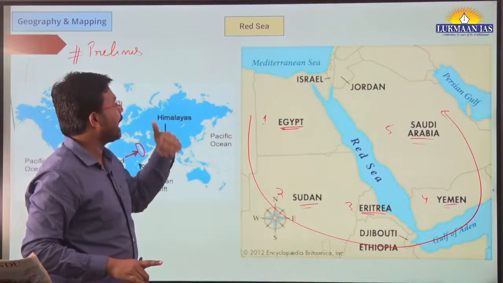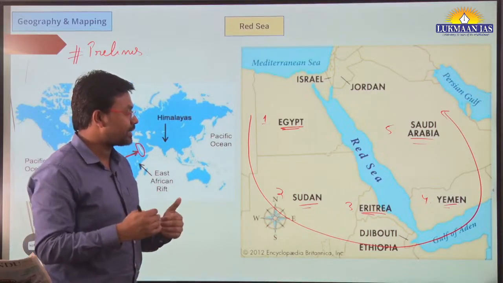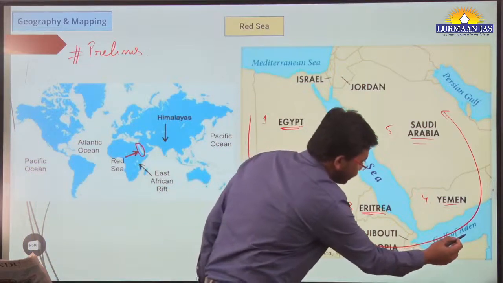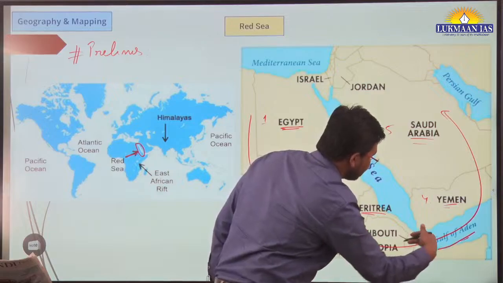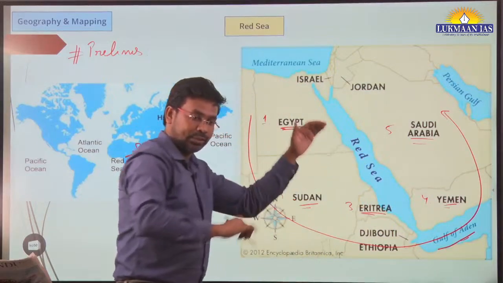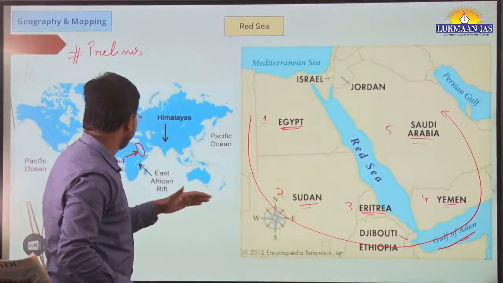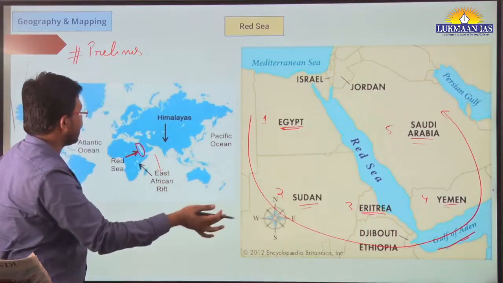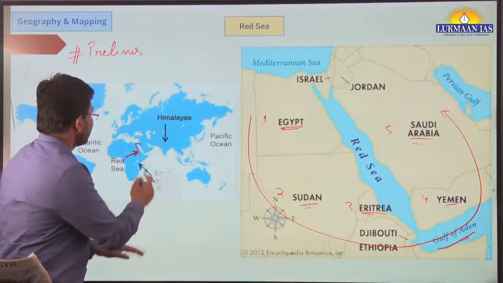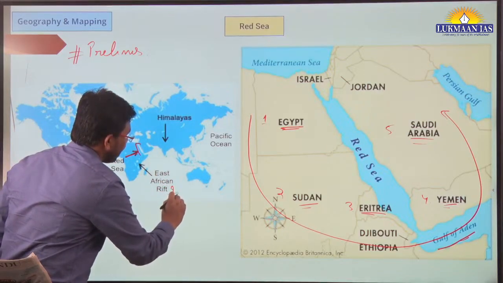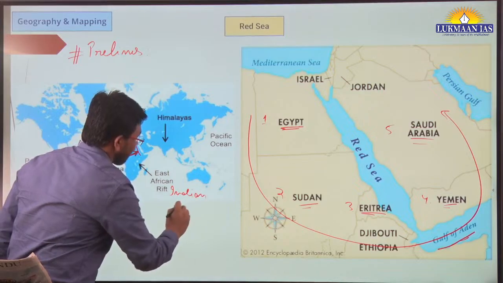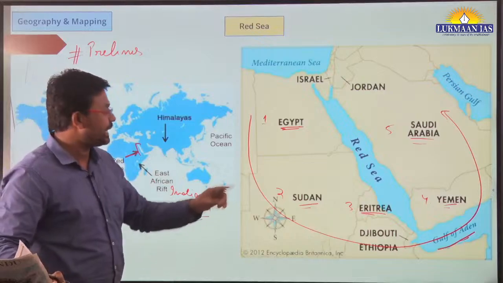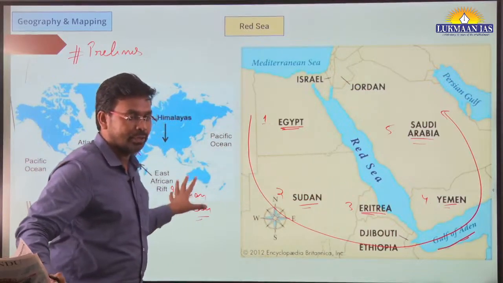Apart from this, there are some extended portions of the Red Sea. This is known as the Gulf of Aden. This is the extension portion to the southern part. The Gulf of Aden connects with the Indian Ocean. Below the Red Sea we have the Indian Ocean, so the Red Sea can be considered an inlet of the Indian Ocean.